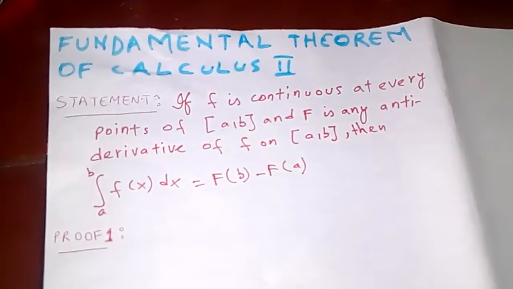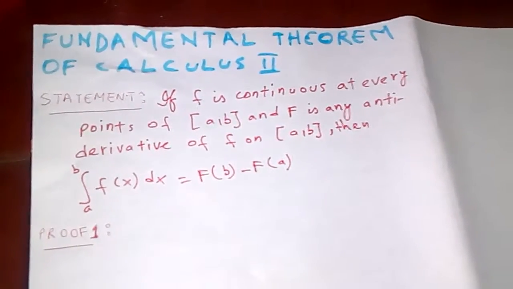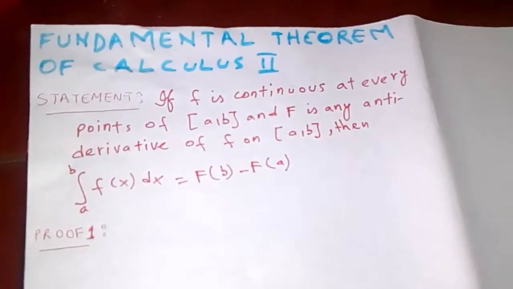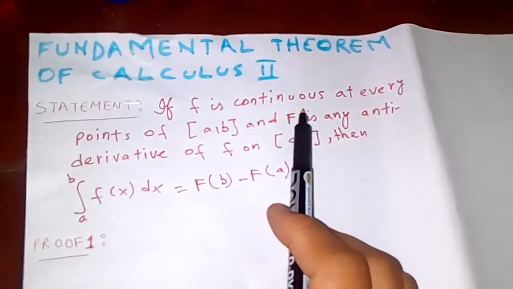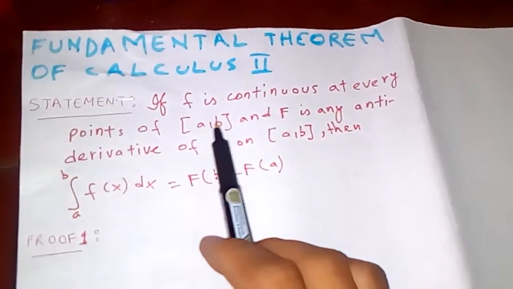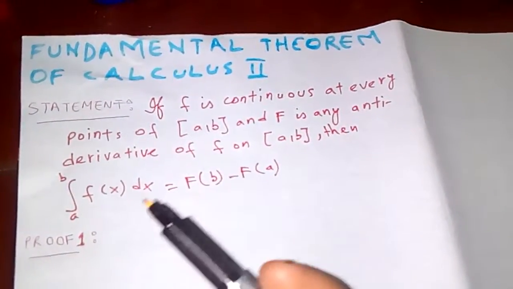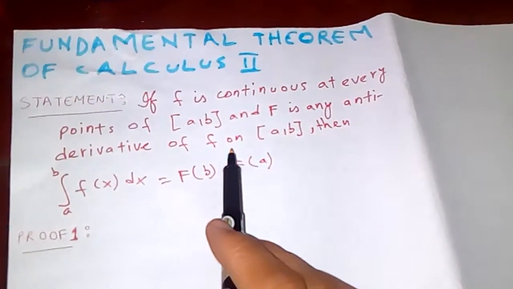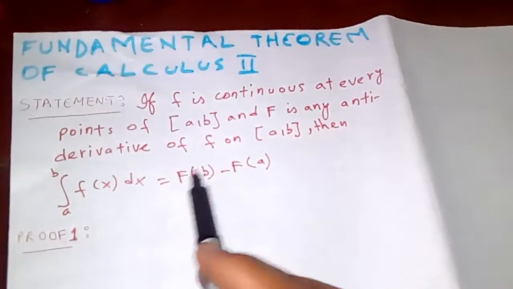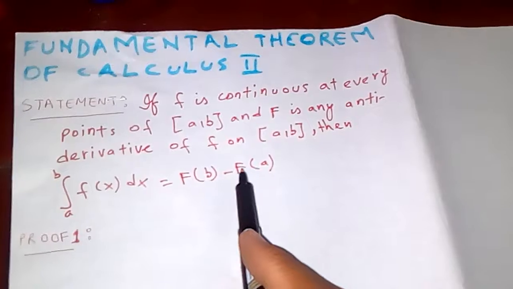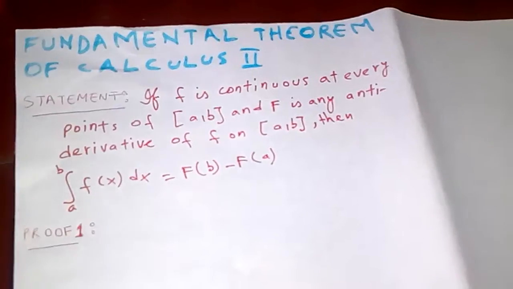Today let's discuss the Fundamental Theorem of Calculus, or Integral Calculus 2, which states that if a function f of x is continuous at every point between a and b, and capital F is any antiderivative of f on [a, b], then the integral from a to b of f of x dx is F of the upper limit b minus F of the lower limit a. So we are going to prove this today.